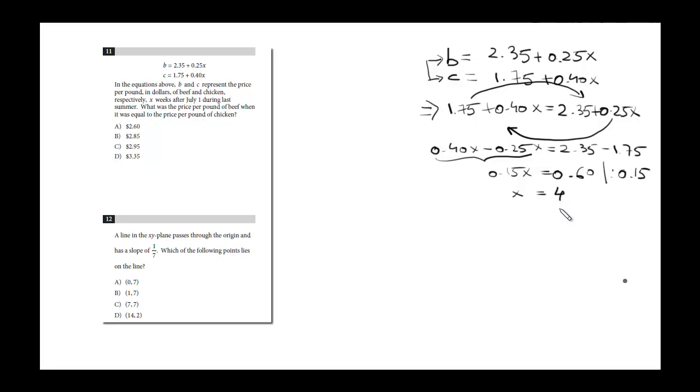And this is not the answer. I'm looking back at the question. The question is asking what was the price per pound of beef. So we replace x is 4 in the expression of b and we get b is 2.35 plus 0.25 times 4. 0.25 times 4 is 1. So that will be $3.35, which makes correct answer D.